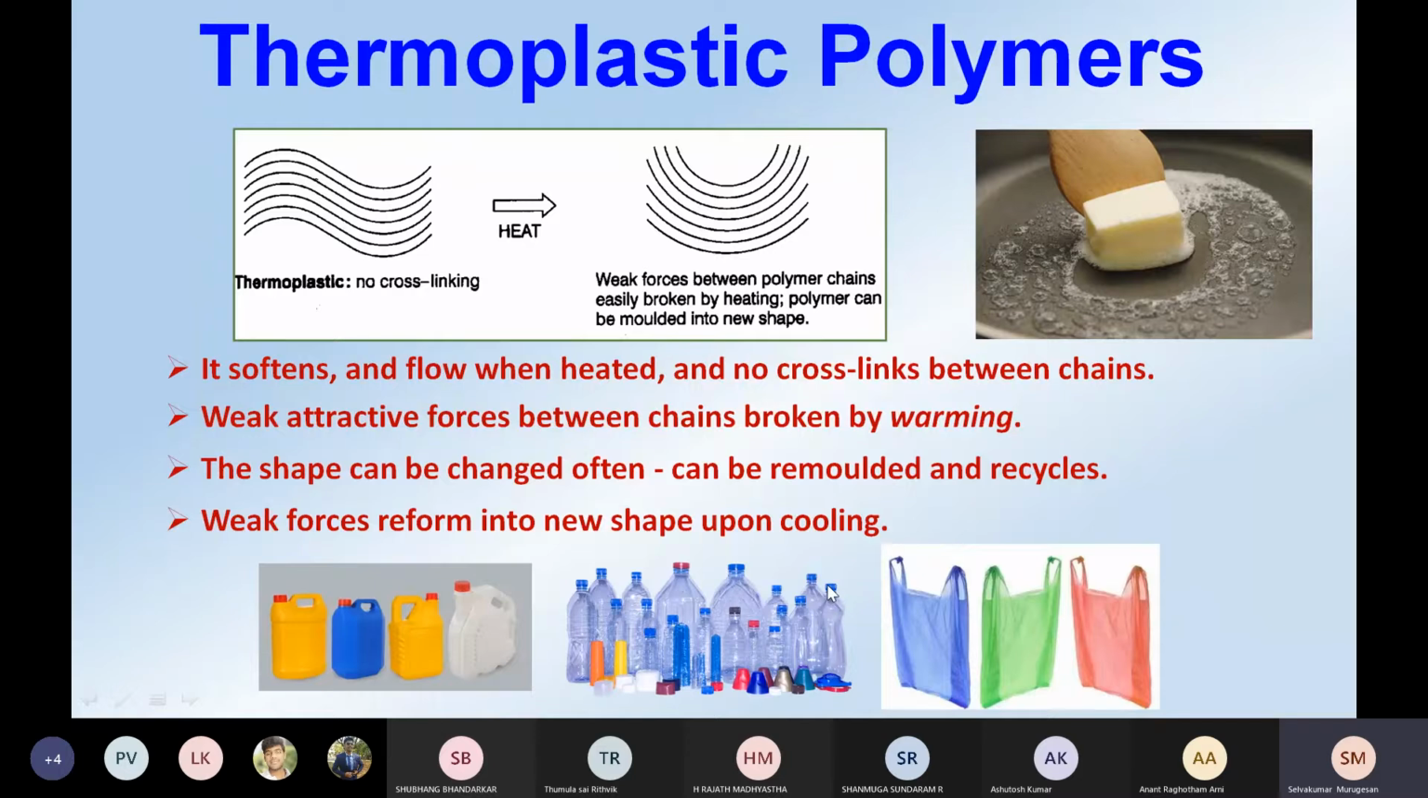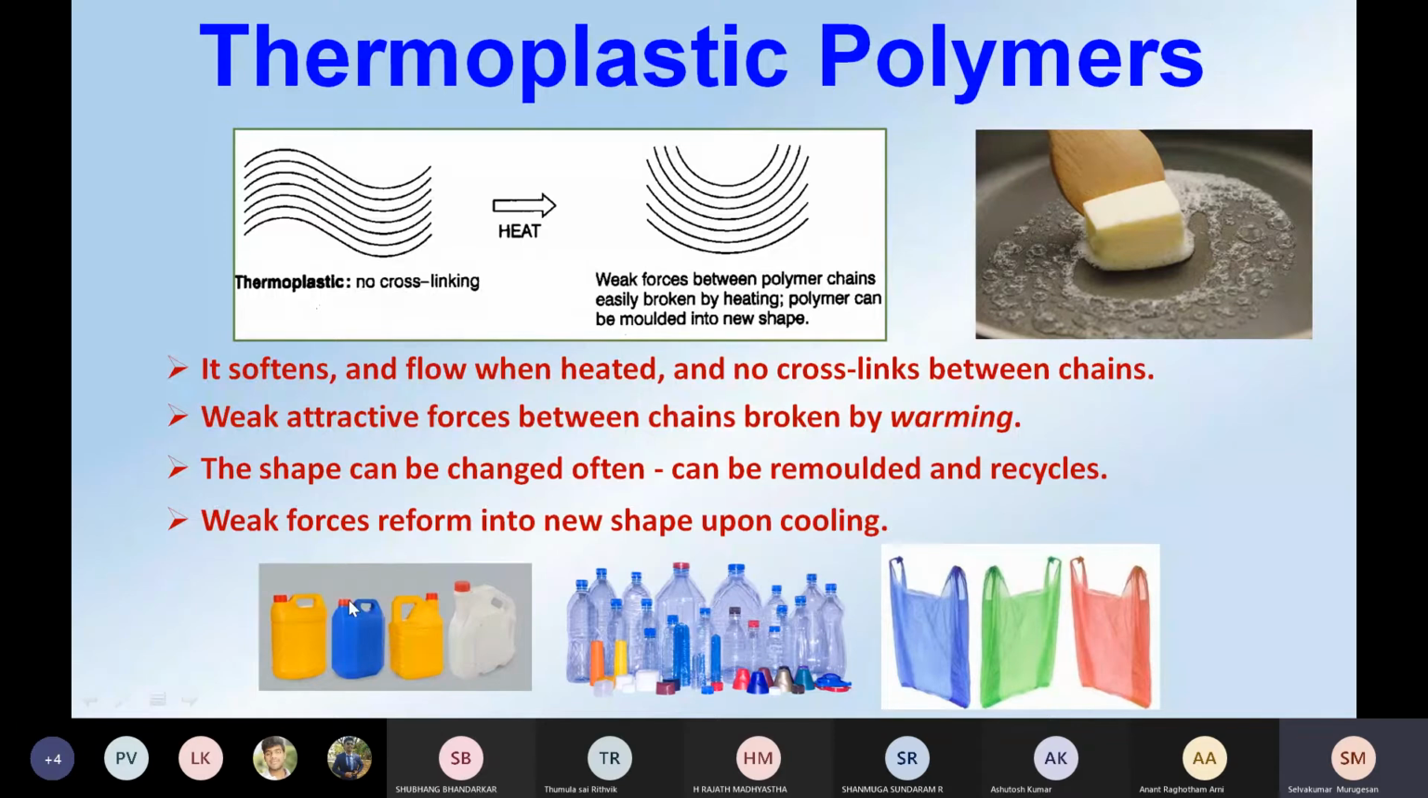Well, thermoplastic polymers, okay? If you see the definition of thermoplastic polymers, they get softened the moment you heat them, and they start to flow once you are increasing the temperature. That means there is no cross-link between the chains. From the science aspect, there are weak van der Waals or attractive forces between the chains, which can be broken by slightly warming the thermoplastic polymers. That means thermoplastic polymers can be recycled or remolded any number of times, okay?